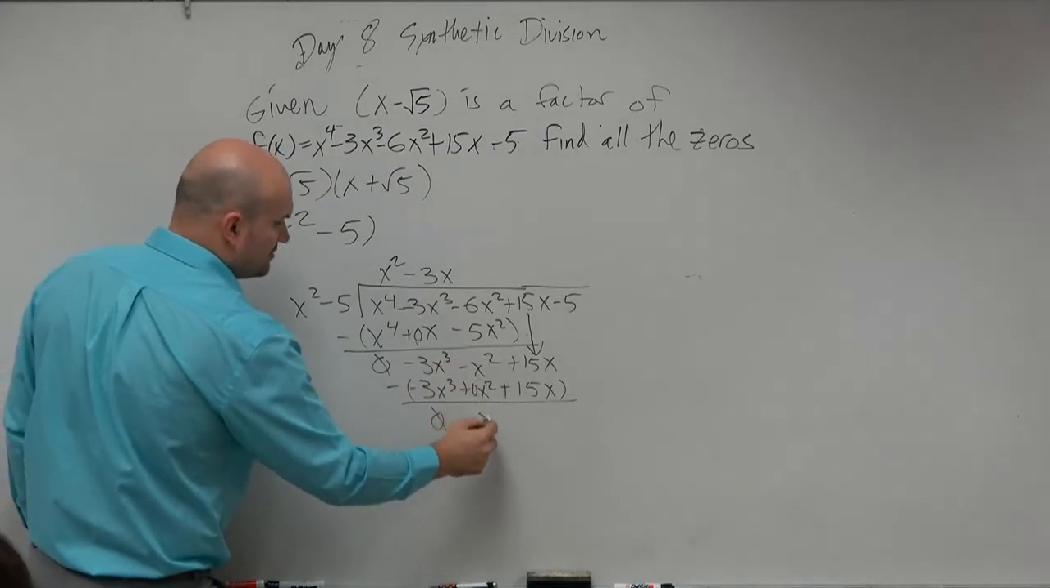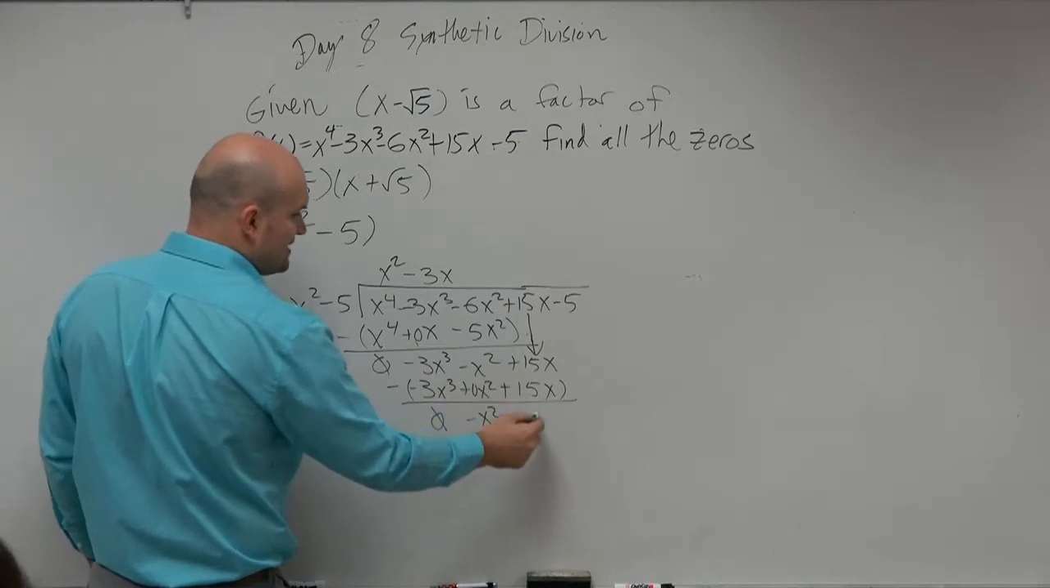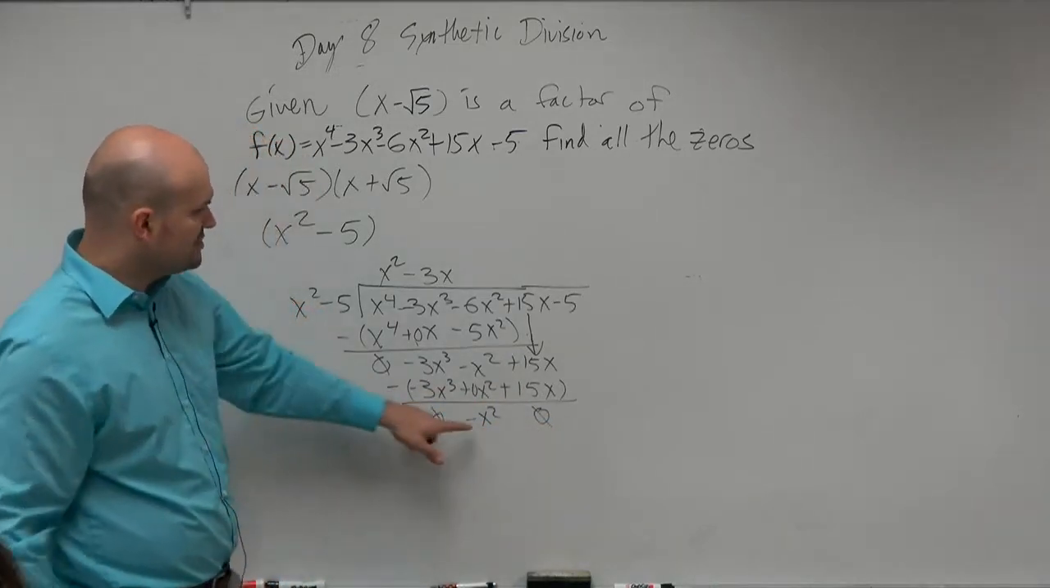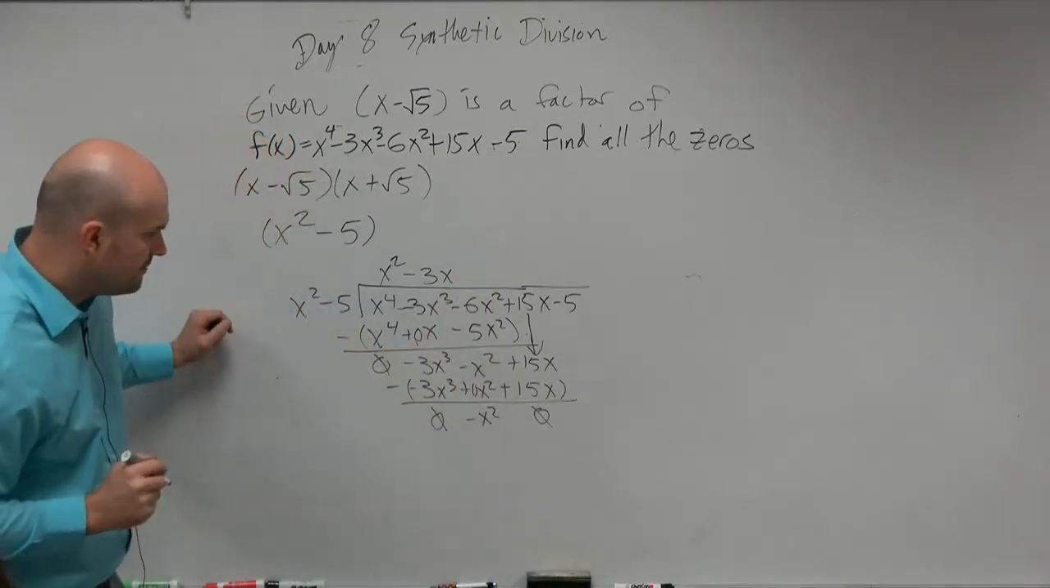Negative x squared minus 0 is negative x squared. 15x minus 15x is, again, 0. X squared goes into negative x squared. How many times?